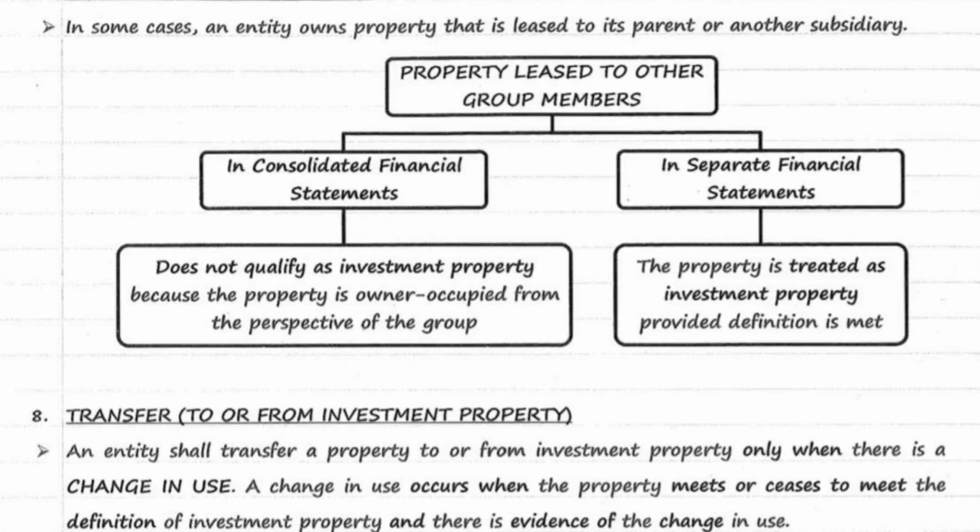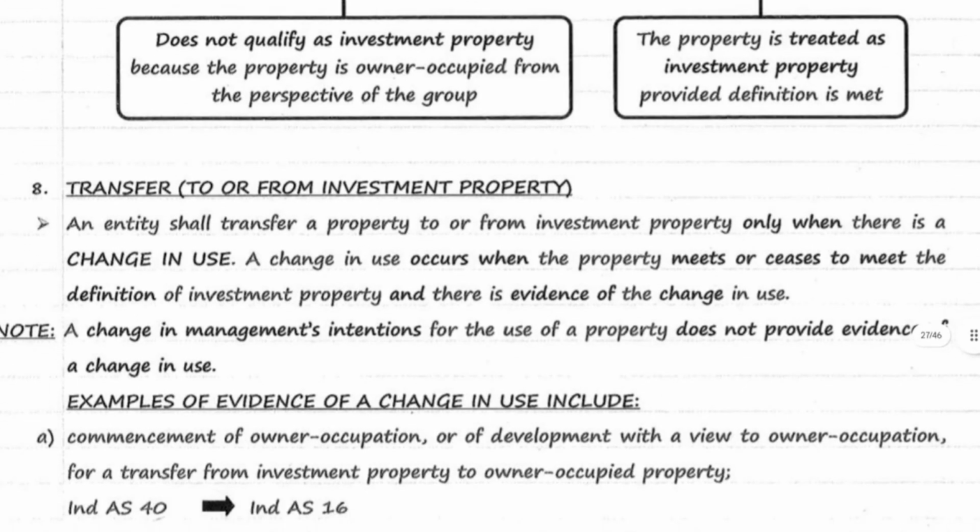Transfer from investment property, transfer to investment property. An entity shall transfer a property to or from investment property only when there is a change in use. A change in use occurs when the property meets or ceases to meet the definition of investment property and there is evidence of the change in use. A change in management's intention for the use of a property does not provide evidence of a change in use.